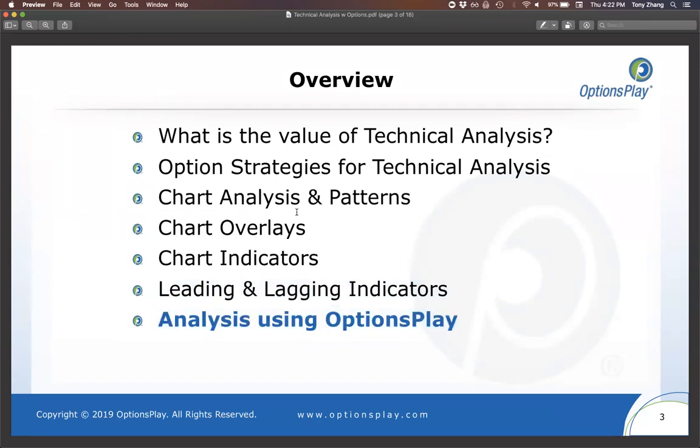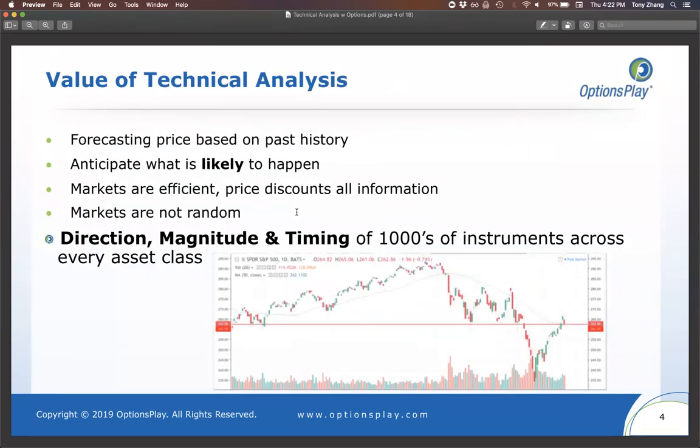So with that, let's go ahead and get started. I want to start off by talking about the value of technical analysis. I've spent almost 13 years working with technical analysis, building out tools for technical analysis, and using it in my trading on a daily basis. So I want to talk a little bit about what I get out of it.